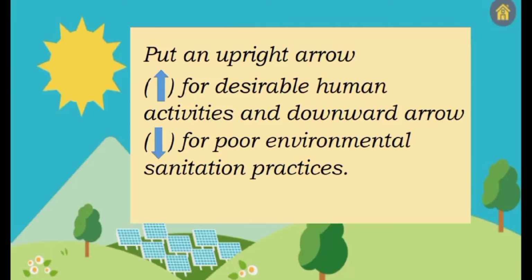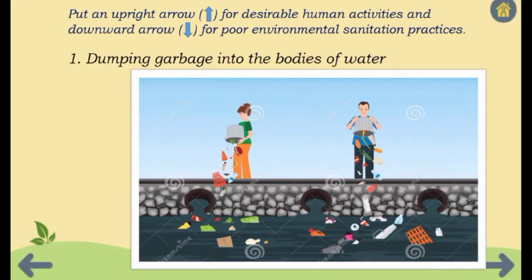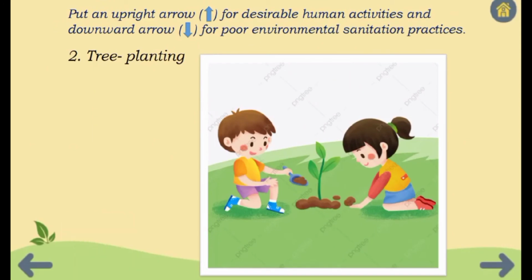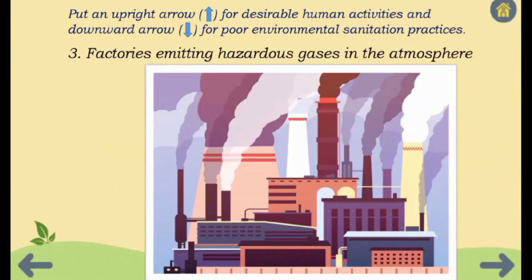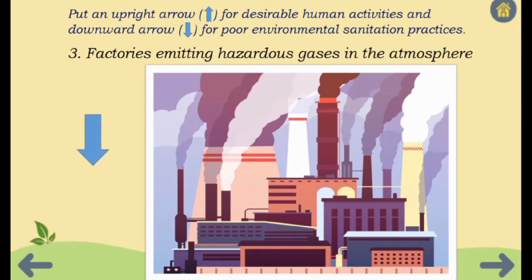Put an upright arrow for desirable human activities and a downward arrow for poor environmental sanitation practices. Number 1. Dumping garbage into the bodies of water. And the answer is downward arrow. Number 2. Tree planting. And the answer is upright arrow. Number 3. Factories emitting hazardous gases in the atmosphere. And the answer is downward arrow.